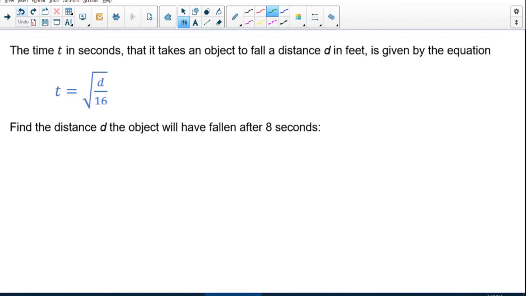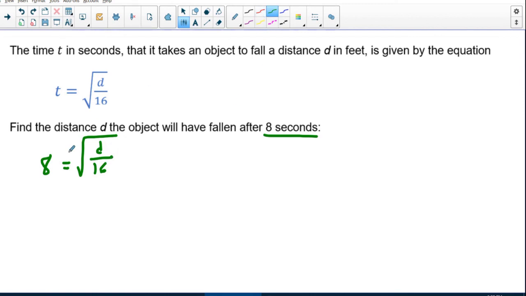Okay, here's everybody's favorite thing, a word problem. Everybody loves word problems. This one says the time t in seconds that it takes an object to fall a distance d in feet is given by this radical equation. Find the distance d the object will have fallen after 8 seconds. So if t is time and I'm looking at 8 seconds, all I'm going to do here is plug in 8 for t. So instead of t, I'm writing 8 for seconds. And this is going to equal the square root of d over 16.